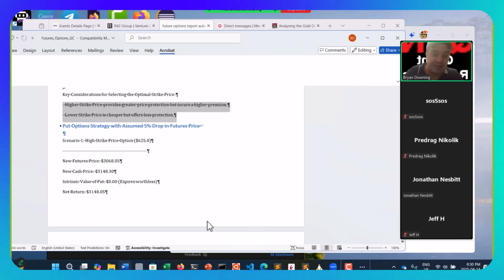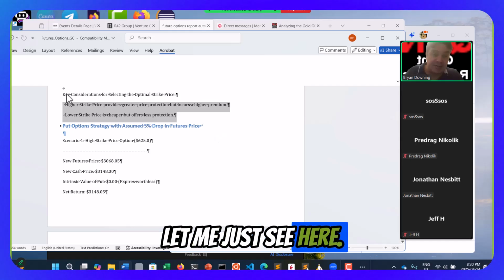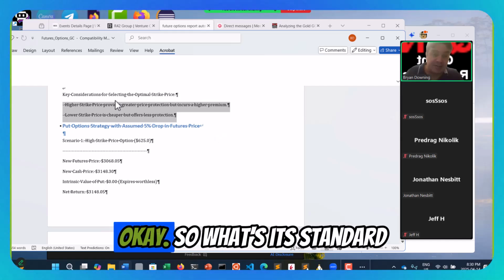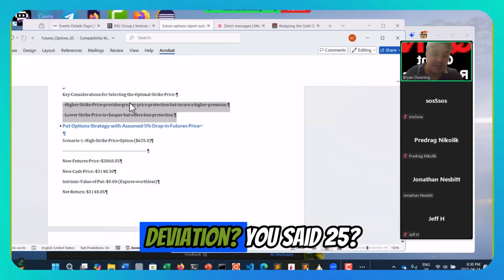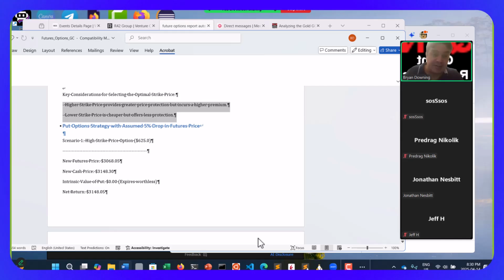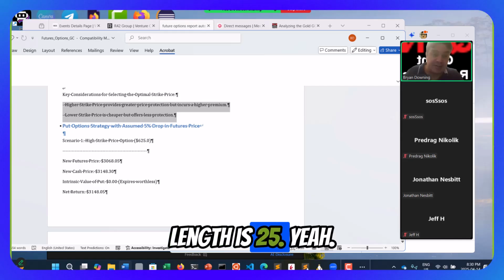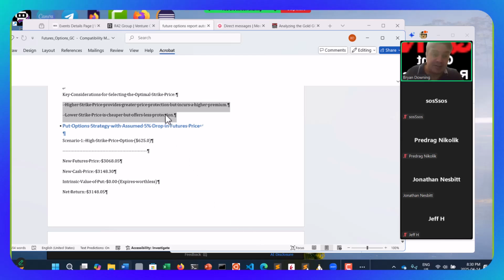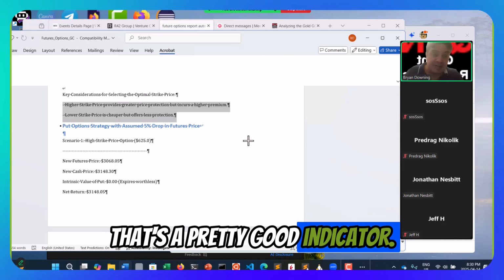I think it's a 25 period for the parameter. So it's an average of 25 bars. So what's its standard deviation? You said 25? That's how I'm using it. I don't think I have that parameter on mine. I just have the length, number of bars, 25. That's a pretty good indicator.